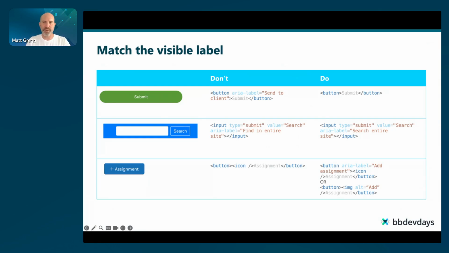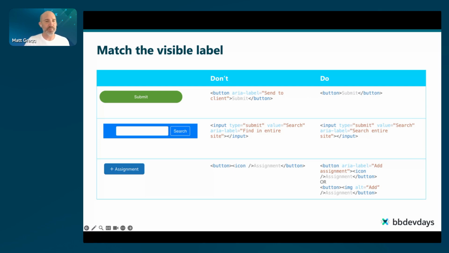So the first best practice is to match, or use the same, visual label. This is helpful for voice control users, like we saw with Rod, who can just say click and then the name of the element. And it's helpful for people who use text to speech. When they're looking at the screen, it really helps them understand if it says the same thing that they're seeing, not something different. So don't use different labels, like in this case here. It's submit, not send to client.